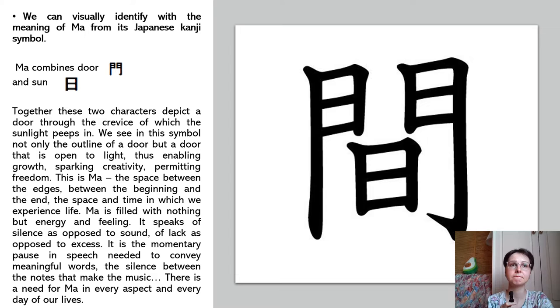And we need ma, and we need to slow down a little bit for getting ma, for observing ma, because when we hurry, it's hard to see anything how it's looking like. So ma is for creativity. Ma is the freedom of creativity, because ma is a space for creativity. Ma is a space for our own art.